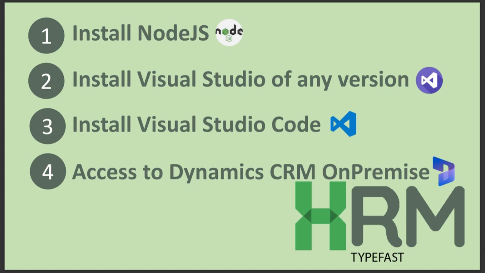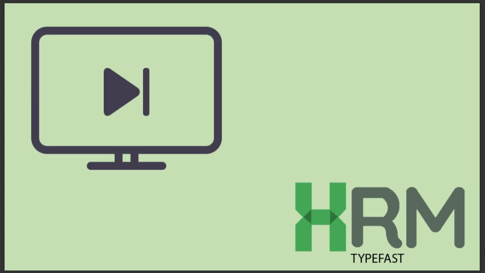We need that for creating packages. Install Visual Studio of any version. We need that in order to create types. Install Visual Studio Code. We need that to consume the types and generate the final JavaScript from types. And you must have access to an on-premise instance of Dynamics CRM. We need that to deploy and consume the resulting JavaScript. So after you make sure that you have prepared your environment, we can move on to the next video.